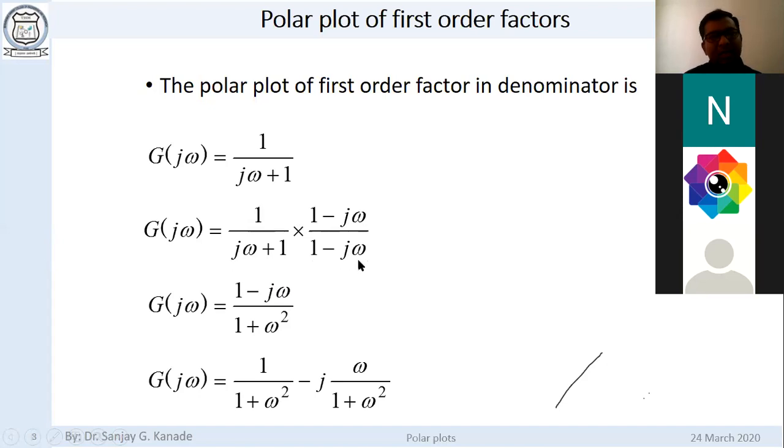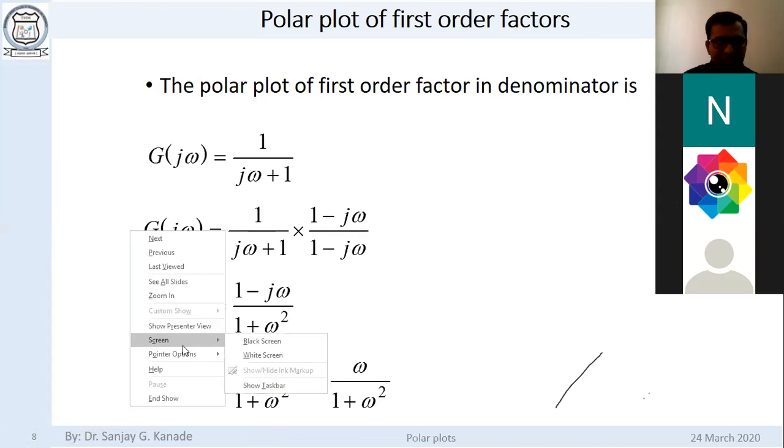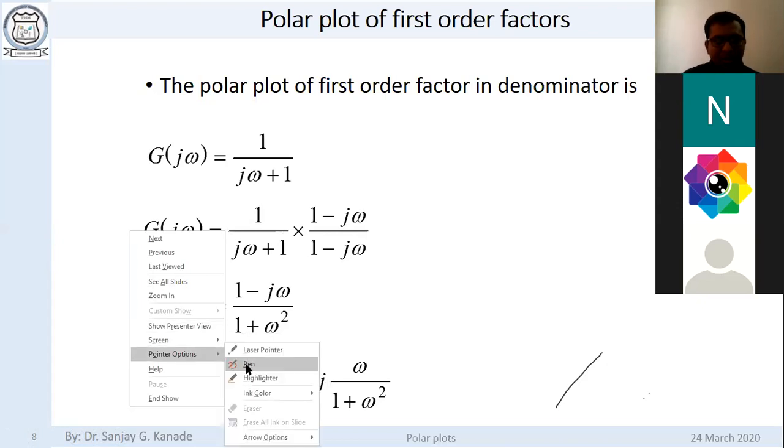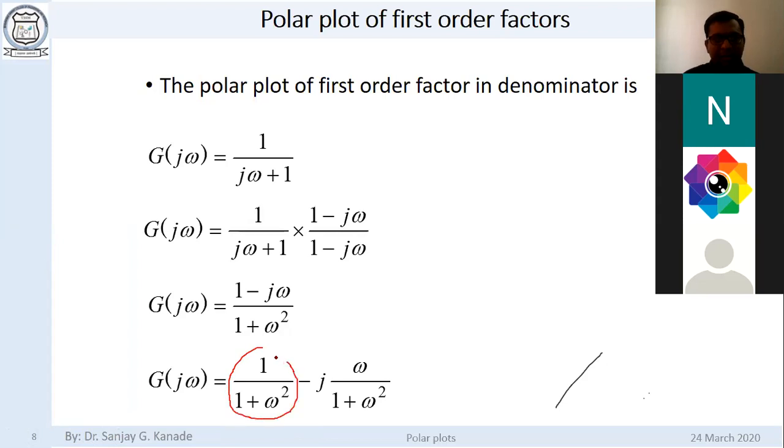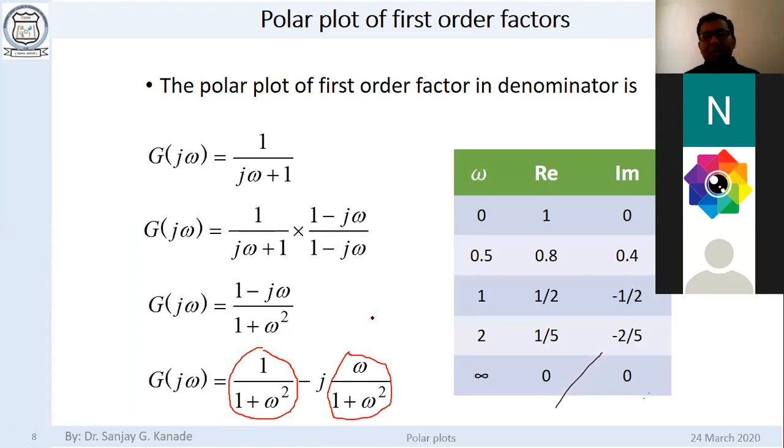J omega into j omega is minus omega square, and this minus sign, so we get omega square, 1 plus omega square. In the numerator, what remains is 1 minus j omega. So when we split these two, we get the real part as 1 plus omega square, and we get the imaginary part as this. This is the real part what we get here, and the imaginary part is this. So from these two, what can we do?